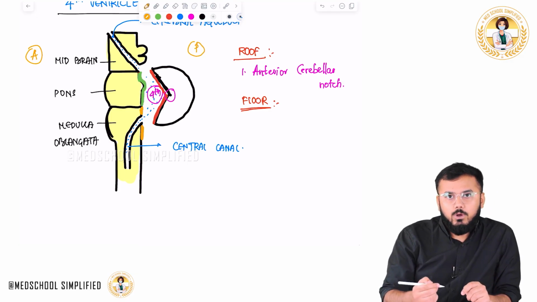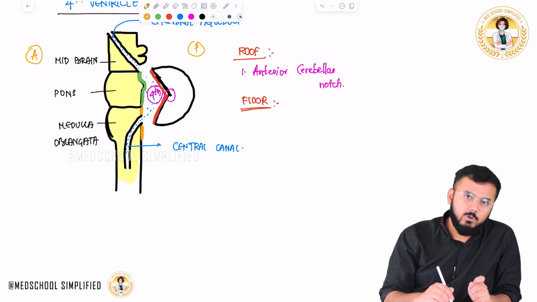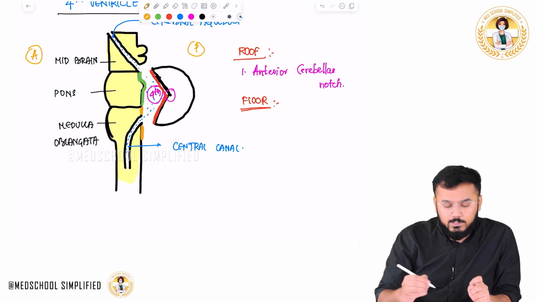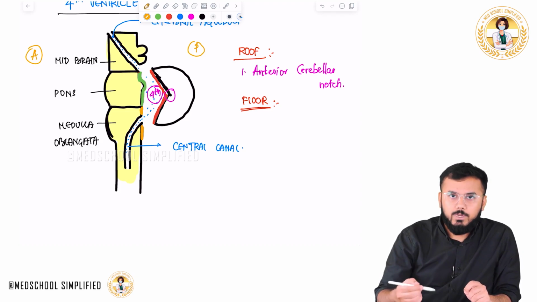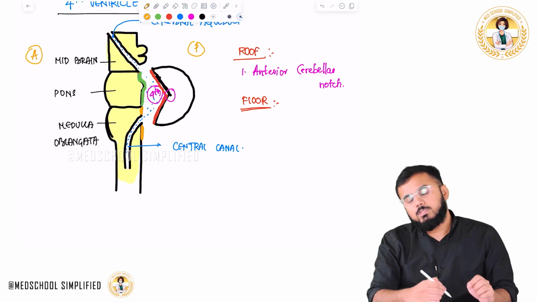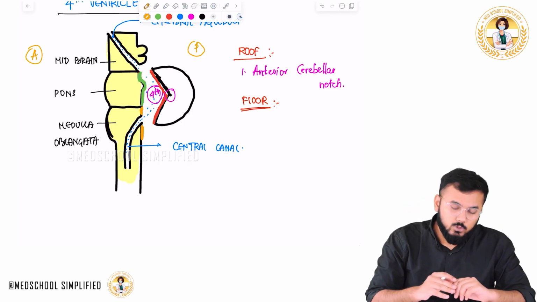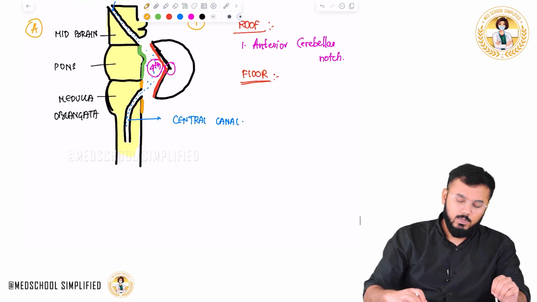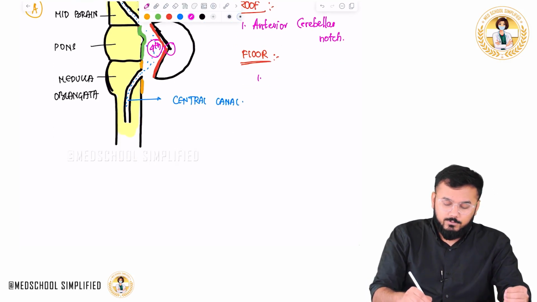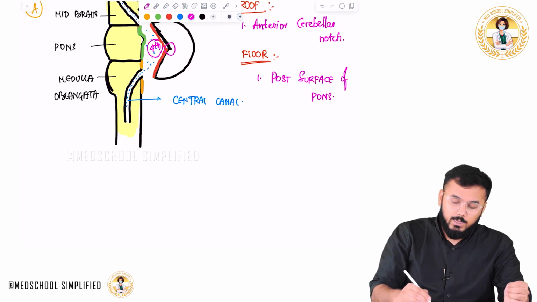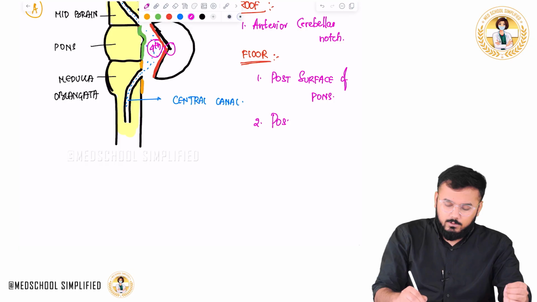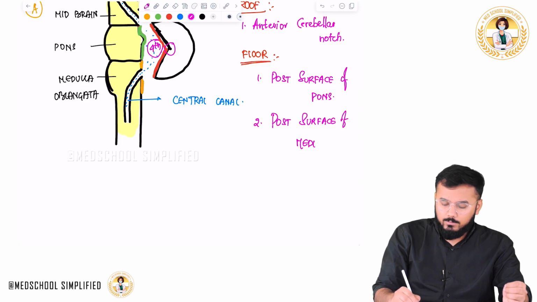Now tell me, which part of the pons is forming the floor? The anterior part of the pons is forming the floor, or the posterior part? Obviously the posterior part, the posterior surface of the pons and, not the midbrain, the posterior surface of the medulla oblongata. So these two structures together form the floor of the fourth ventricle. So the floor is formed by two important structures. The first is the posterior surface of the pons, and the second important thing is the posterior surface of the medulla oblongata.